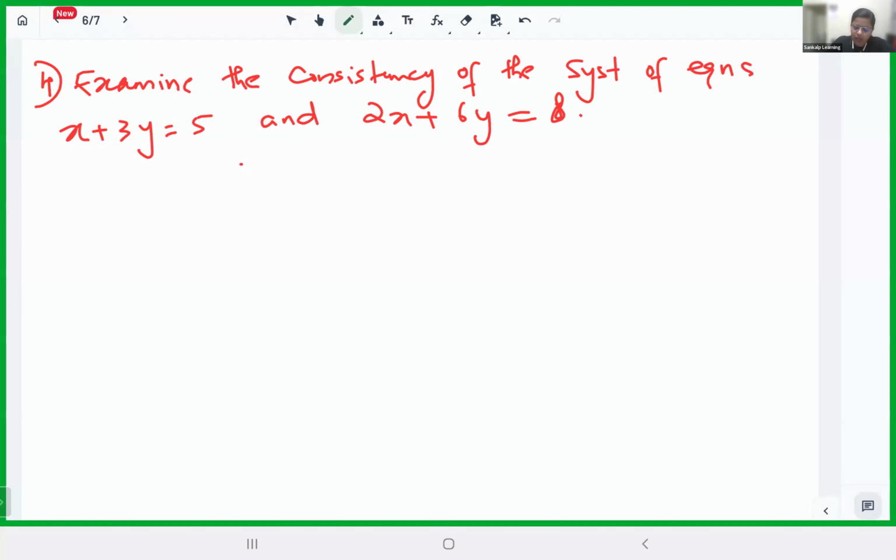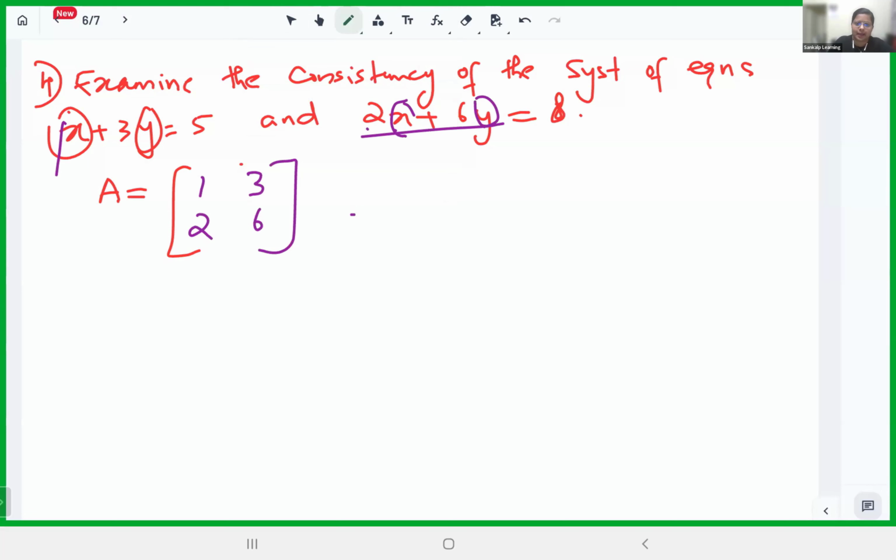Okay, so here how will you check the consistency? You have to write the matrix A and B, right? So how will you write the matrix A? A is equal to the coefficients of x and y, right? So the coefficient of x is 1 and coefficient of y is 3. So the first row will be 1, 3. And what is the second equation here? There are only two equations, so it will be a 2 by 2 matrix, right? So here you can see that the coefficient of x is 2 and the coefficient of y is 6. So the second row will be 2, 6. So this is our matrix A.